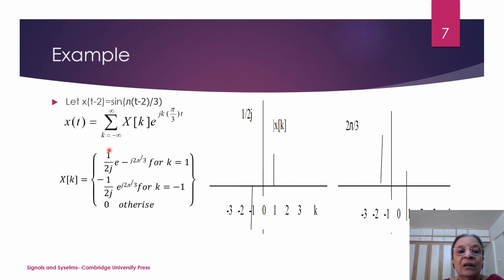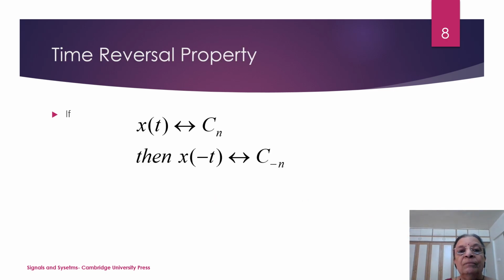So we will write the coefficients for the Fourier series as 1 upon 2j and minus 1 upon 2j, that is the magnitude as we discussed earlier. But there will be a phase shift also, e raised to minus j 2 pi by 3 for k equal to 1, and e raised to j 2 pi by 3 for k equal to minus 1. So that is the phase change that will occur.